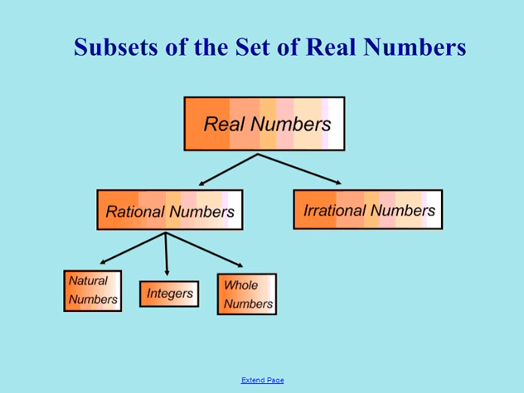So let's summarize the set of real numbers. Real numbers can be broken into rational numbers and irrational numbers. Within the set of rational numbers, we have the natural numbers, the integers, and the whole numbers.